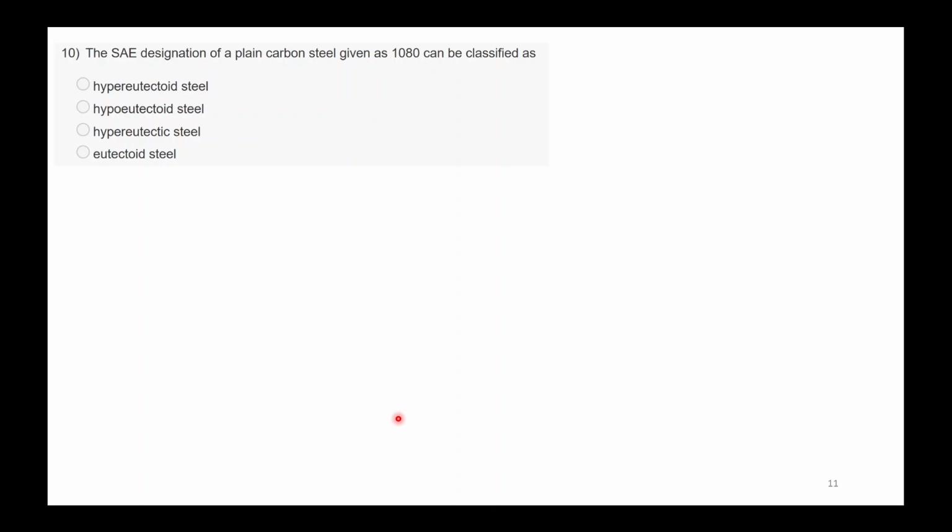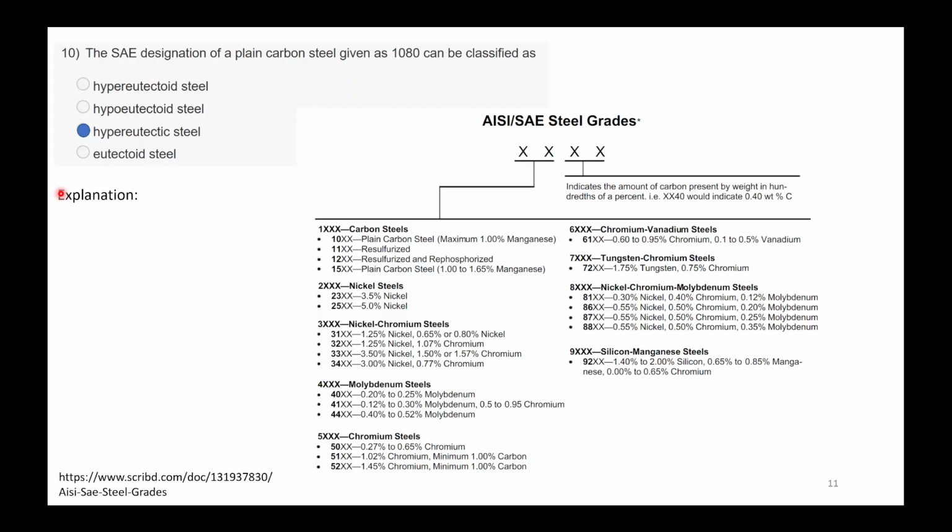Now the next question is: the SAE designation of a plain carbon steel given as 1080 can be classified as? Your options are hypereutectoid steel, hypoeutectoid steel, hypereutectic steel and eutectoid steel. Now this is how your SAE steel grades are given.